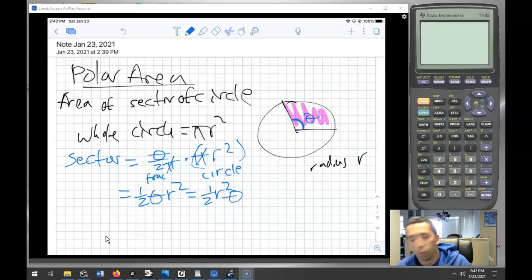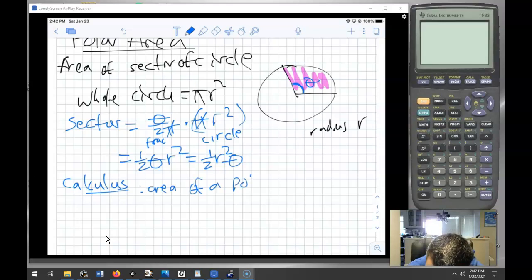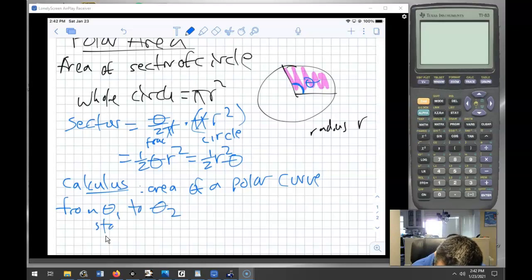Now, the reason we're doing this is because that is the geometry. Now we're going to start doing some calculus, if we want to find the area of a polar curve. And when we find the area of a polar curve, we're not going to go left to right, right? We don't think of polar in terms of left to right. We think of a starting angle and an end angle. So the area of a polar curve from some theta 1 to theta 2, so a start angle to an end angle, is going to equal the integral of 1/2 r squared times d theta.